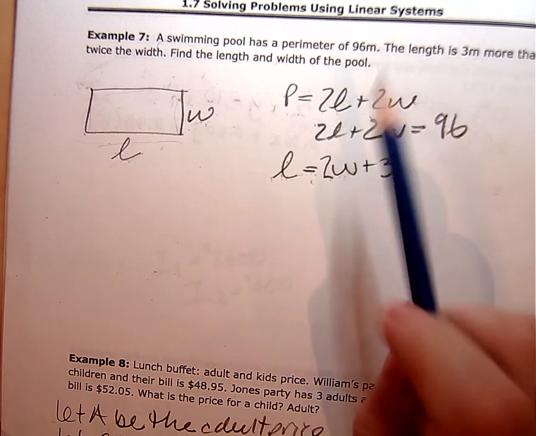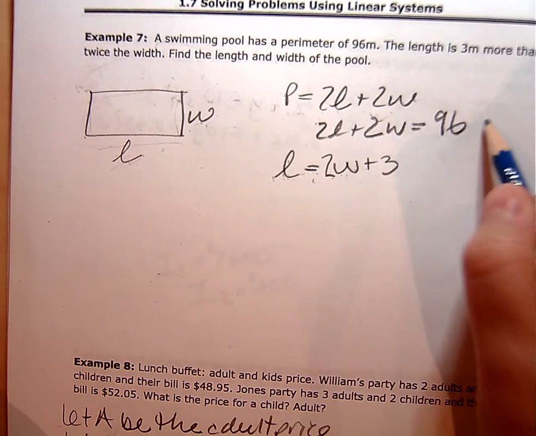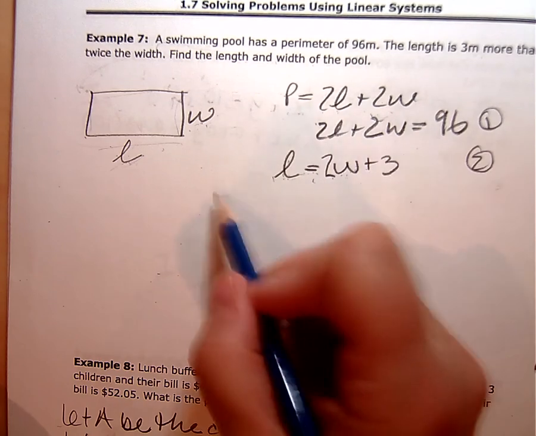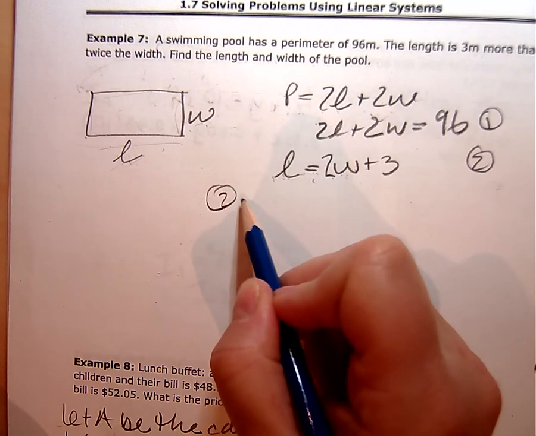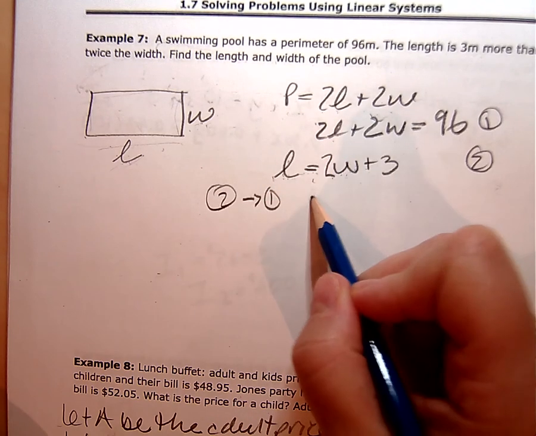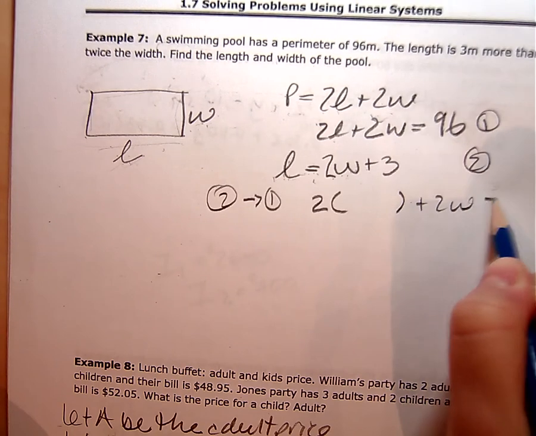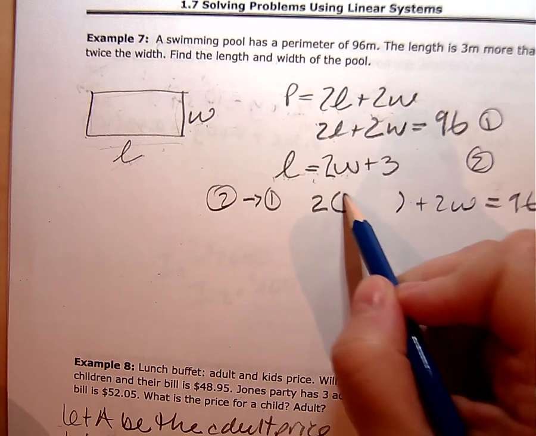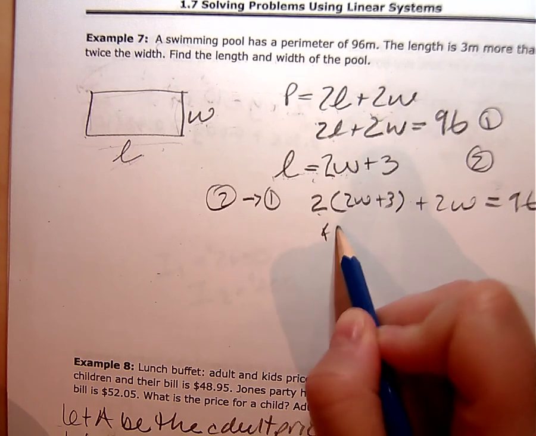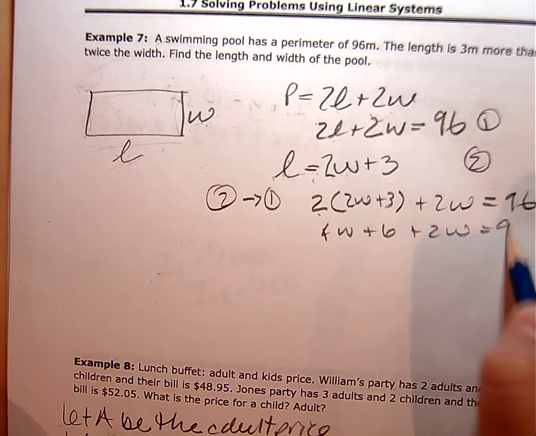Find the length and the width of the pool. So we can just do substitution. This is equation 1, this is equation 2, and again we write our instructions on the left here, so we're going to take equation 2 and sub it into equation 1. So instead of 2L, we're going to have 2 this plus 2W equals 96, and then here I'm going to put 2W plus 3, so this times this is 4W plus 6 plus 2W equals 96.